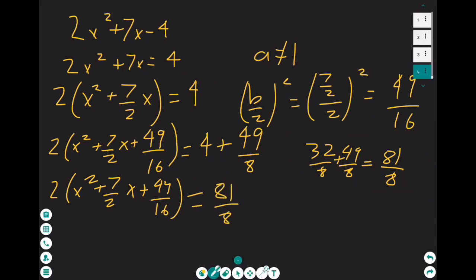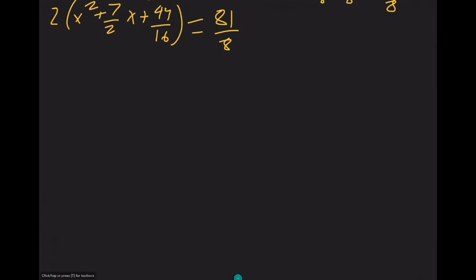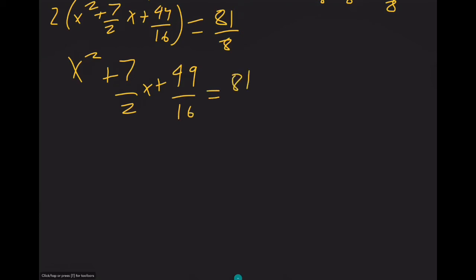Alright, let me get some more space. Okay, so now we're going to divide by 2 on both sides. So then we're going to get x² + 7/2 x + 49/16 = 81/16. And then we're going to want to simplify x² + 7/2 x + 49/16, and that's by (x − b/2)².